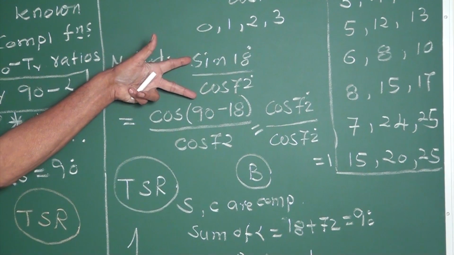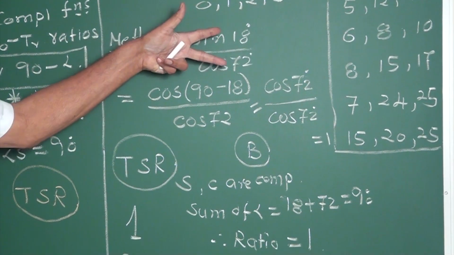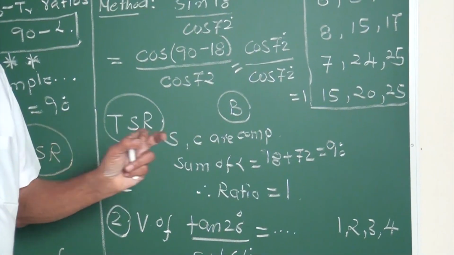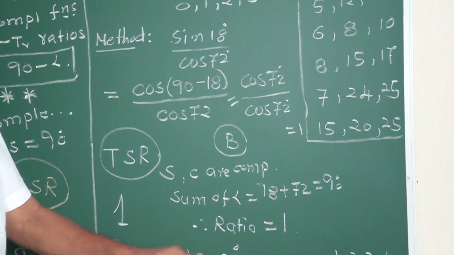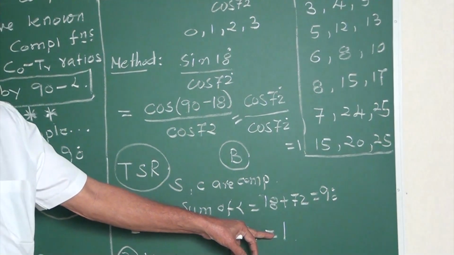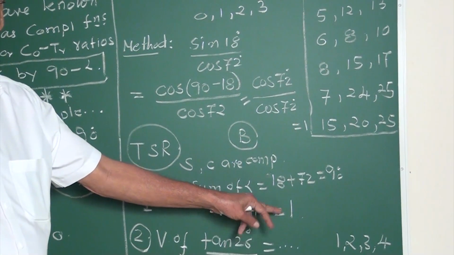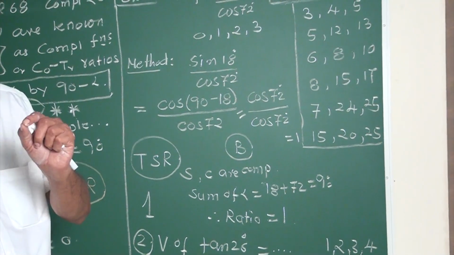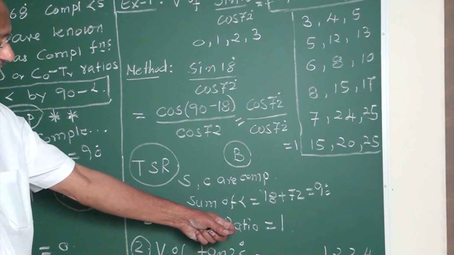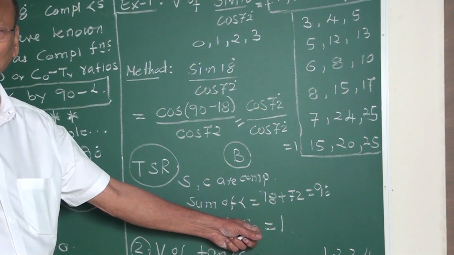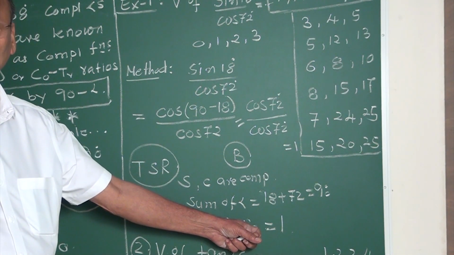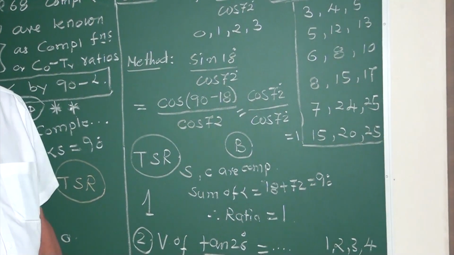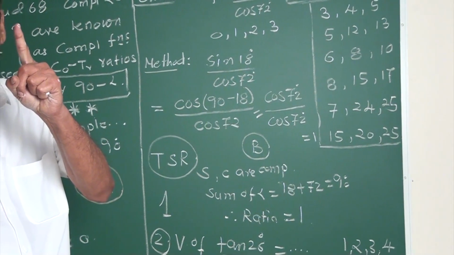If you remember this, I have written it for your sake. Not necessary. Complementary. What is the sum? 90. What is the answer? Directly 1. Without writing on paper, you can mark your answer. No need to write anything on the paper. This way of answering is known as time saving. This is needed in case of multiple choice questions, 1 minute, one question.